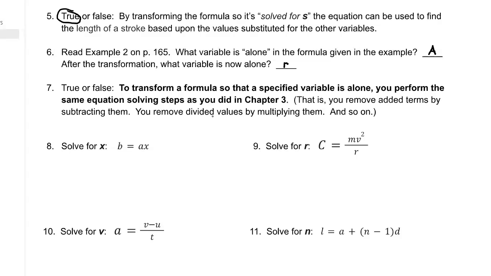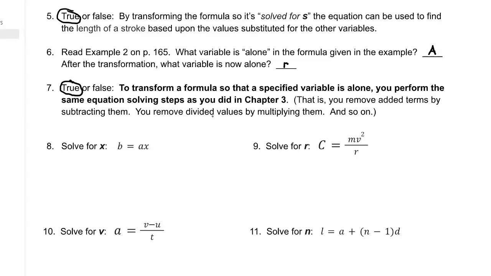Number 7, true or false. To transform a formula so that a specified variable is alone, you perform the same equation solving steps that you did in chapter 3. That is, you remove added terms by subtracting them, or you remove subtracted terms by adding them, or you remove divided values by multiplying them, and so on. That is true.